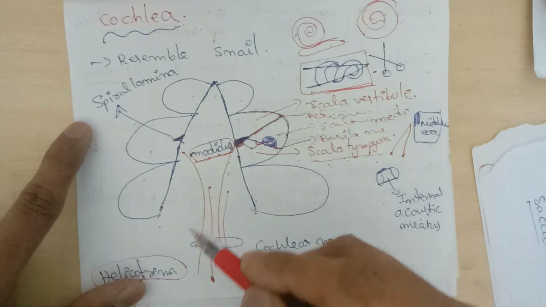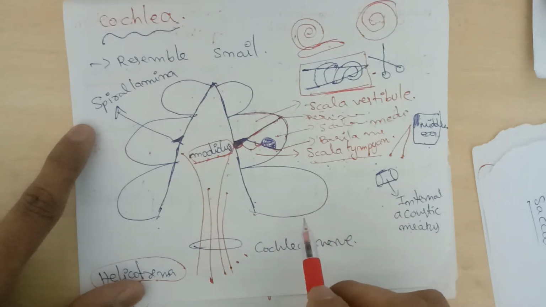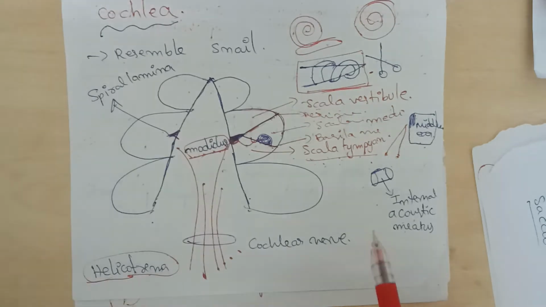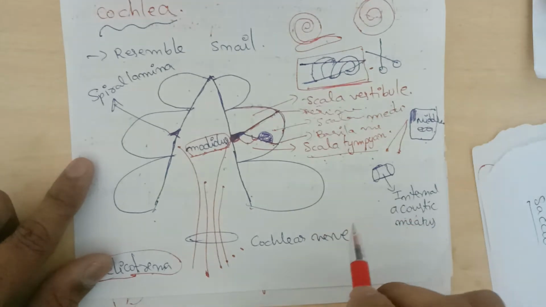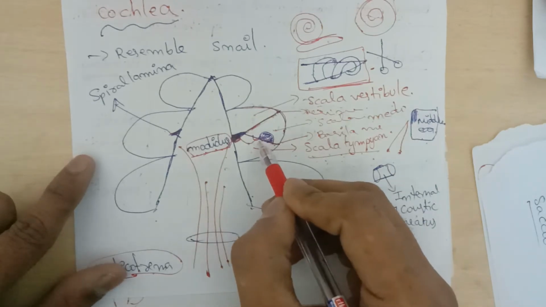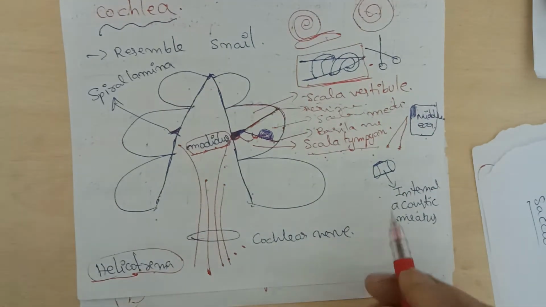So when the sound waves come from the scala vestibuli and reach the scala tympani, the membrane vibrates. Why? Because the basilar membrane is more elastic. Vibrations start in the basilar membrane, which produces mechanical energy. This mechanical energy is converted into electrical energy, which is received by the cochlear nerve. Next, I will discuss the organ of Corti in detail.